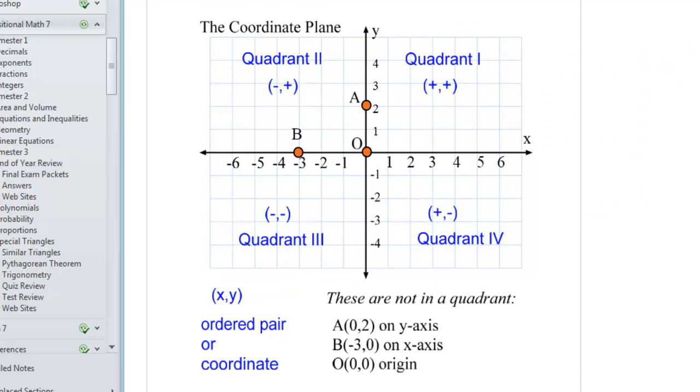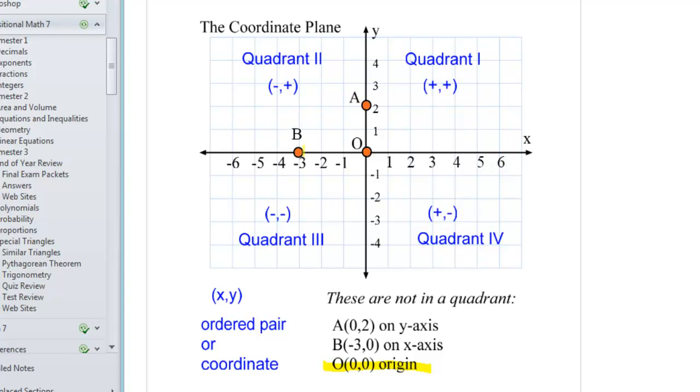Sometimes you will find ordered pairs that are not in a quadrant. For example, the origin is not in a particular quadrant. So if you're asked what quadrant it's in, you can't give quadrant 1, 2, 3, or 4. You just say it's the origin.